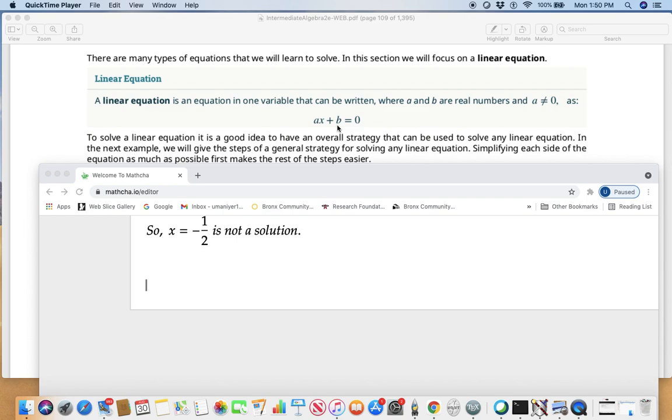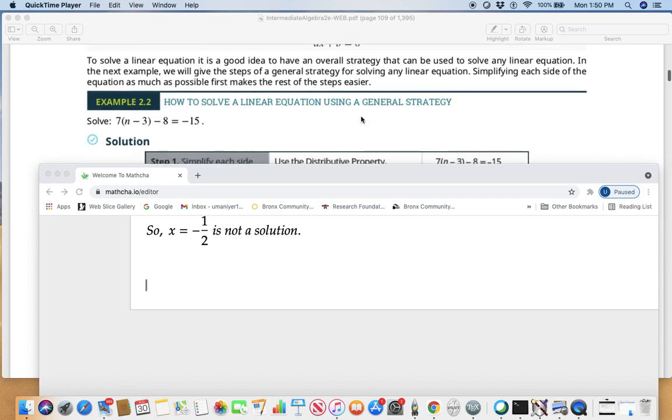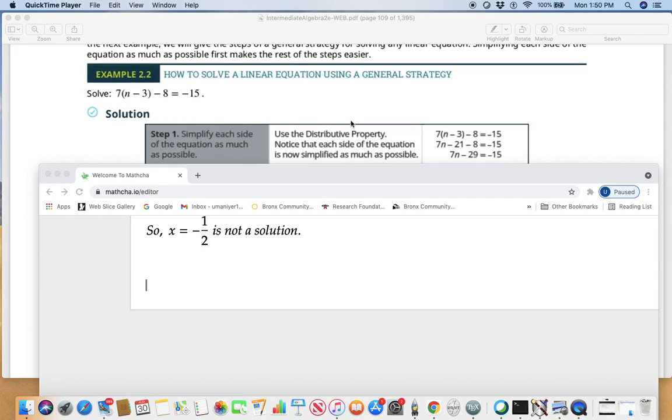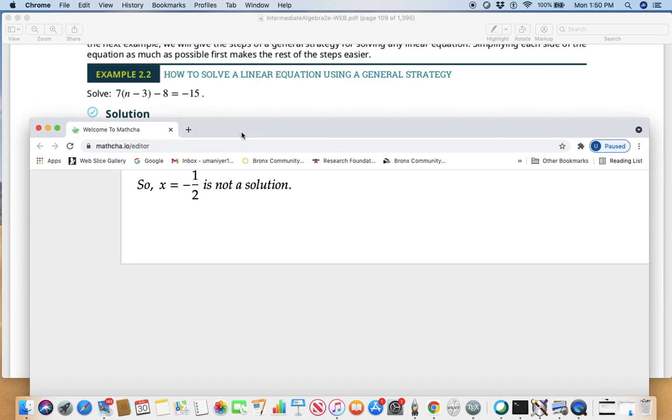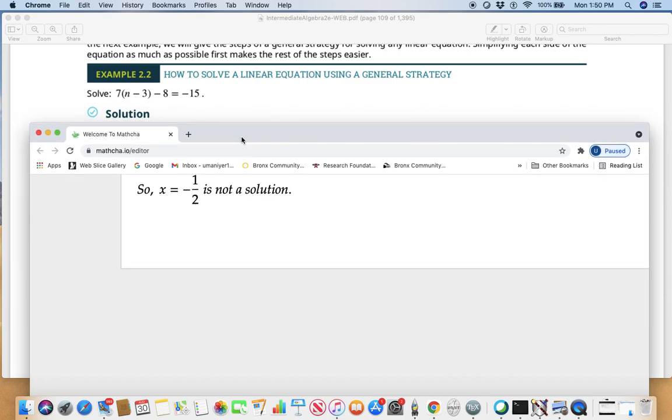A and b are some numbers. So if you have an equation that can be written as ax plus b equals 0, that equation is called a linear equation. How to solve a linear equation using a general strategy? Well, the best way of learning strategies is to actually work with problems. First, make sure you find an equation, equality, and then simplify the right, simplify the left.